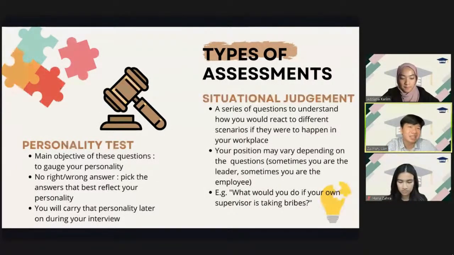They won't penalize you on that. It's just basically for them to see who you really are as a person. So coming to the second type of assessment, which is also situational judgment.